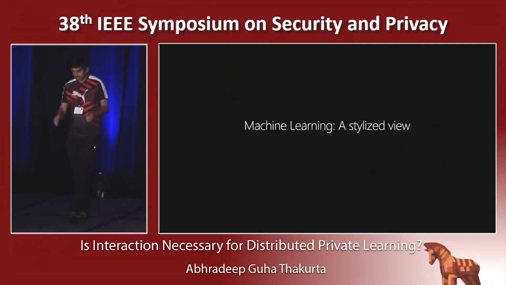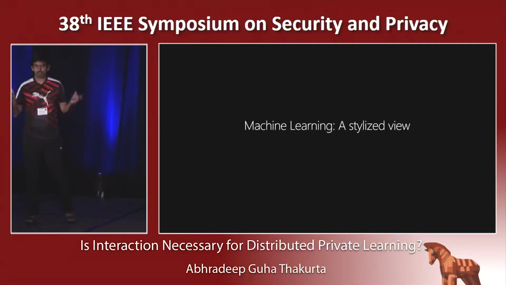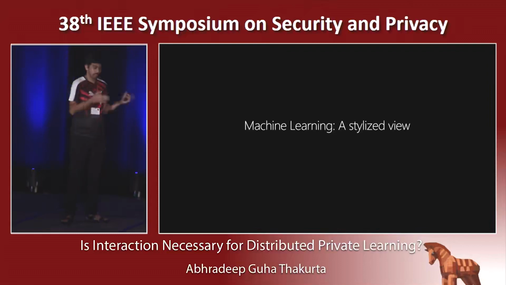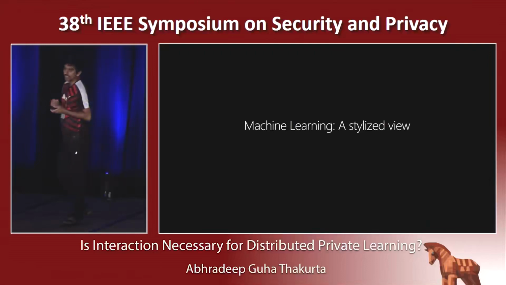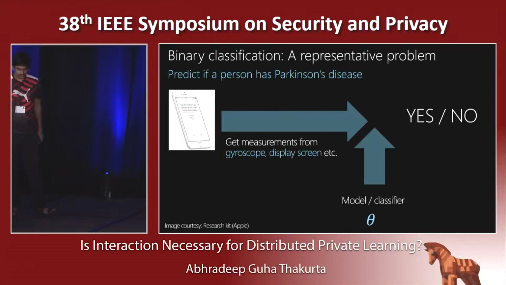So by now I've told you about what is distributed learning. We want to work with privacy. Let's clear out these jargons. The first thing I want to clear out is what is machine learning, and I will give a very stylized view. Suppose we want to train a classifier for Parkinson's disease.